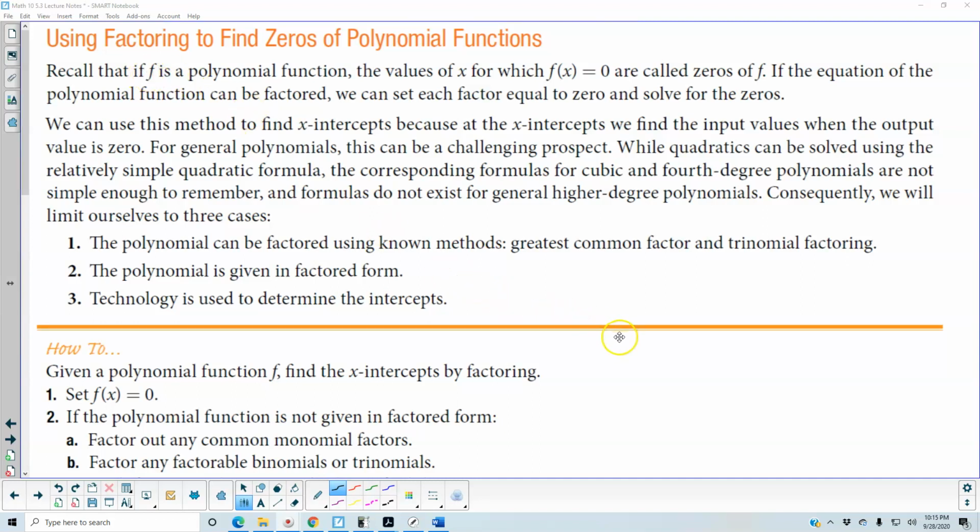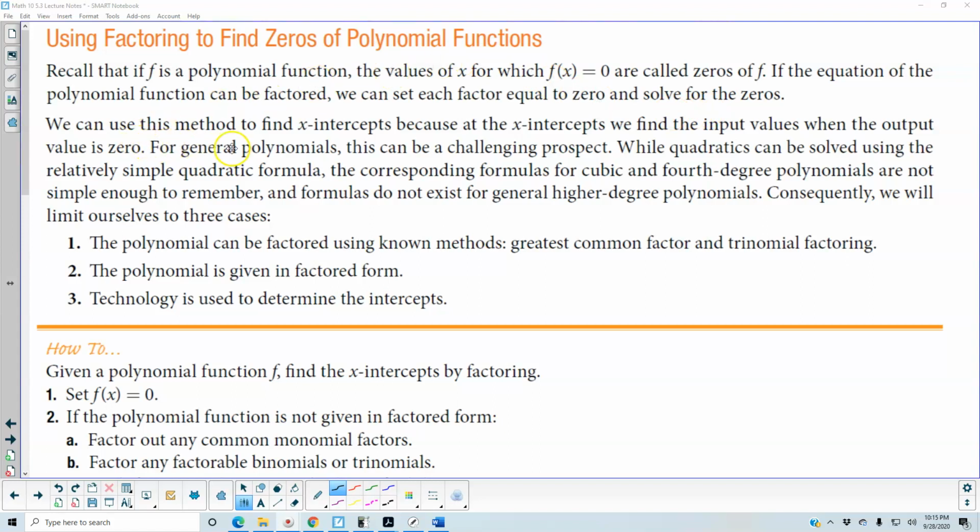Using factoring to find zeros of polynomial functions. Recall that if f is a polynomial function, the values of x for which f of x equals 0 are called zeros of f. If the equation of the polynomial function can be factored, we can set each factor equal to 0 and solve for the zeros.